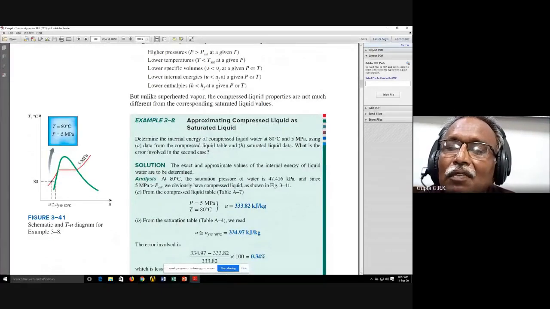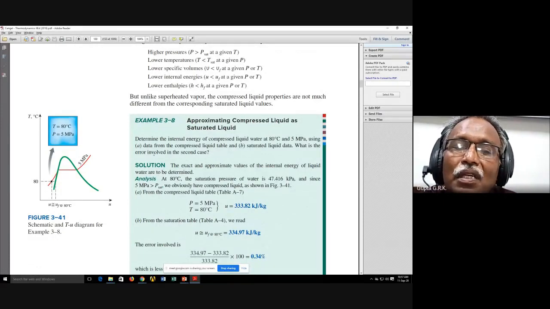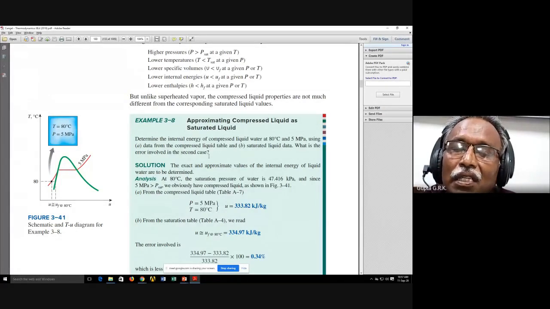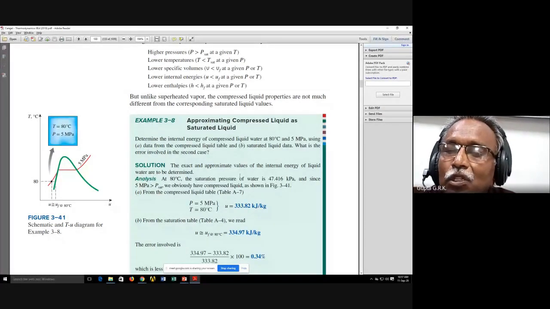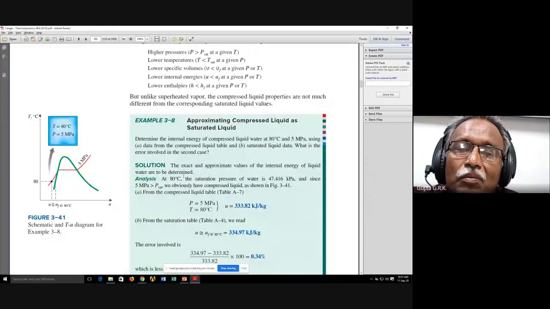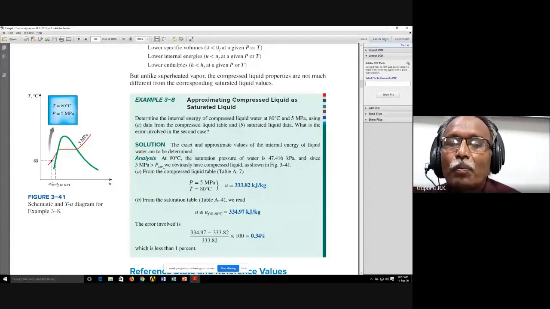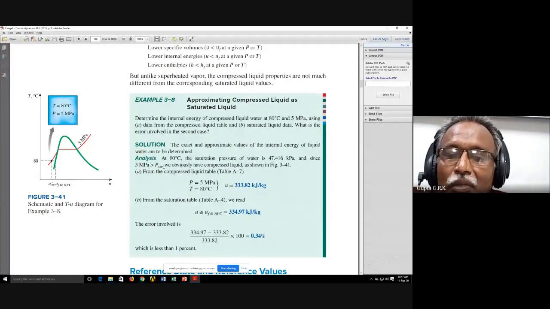Determine the internal energy of compressed liquid water at 80 degrees centigrade and 5 megapascal, using data from the compressed liquid table and saturated liquid data. What is the error involved in the second case? The exact and approximate values of the internal energy of liquid water are to be determined. At 80 degrees centigrade, the saturation pressure of water is 47.416 kilopascals, and since our pressure of 5 megapascal is greater than P saturated, naturally it is compressed liquid.